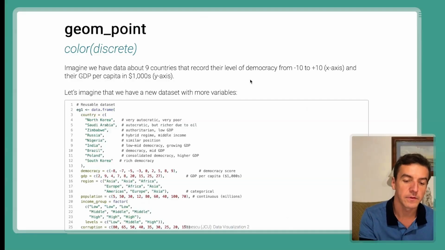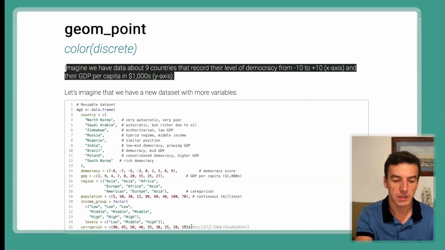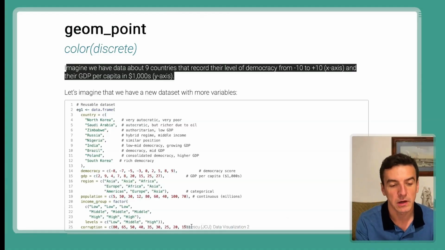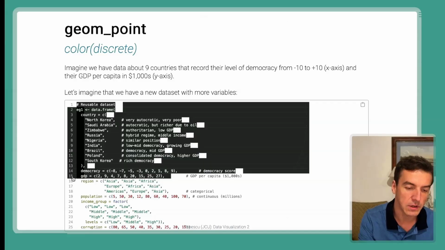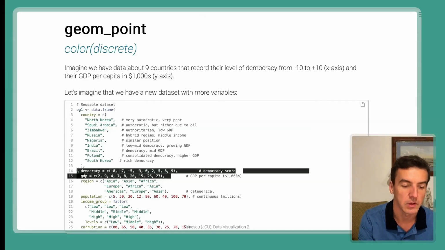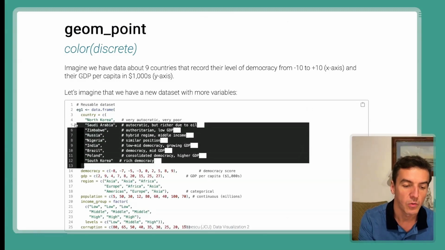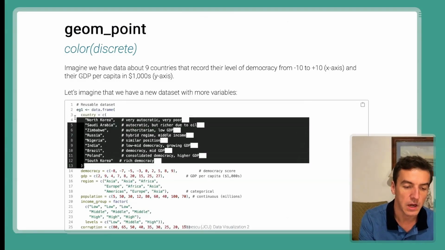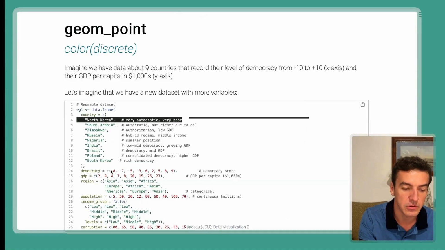So we have the same situation, but let's imagine now that we have more variables. It's worth paying a bit of attention here because we're going to use this example in many other situations. So we still have EG1. So these are the 2 things that we had before, democracy and GDP. Let us now imagine that we have a few additional variables. One is the country. So this is essentially the country name. All these points we want to have a name associated with them. So we have all these 9 countries.